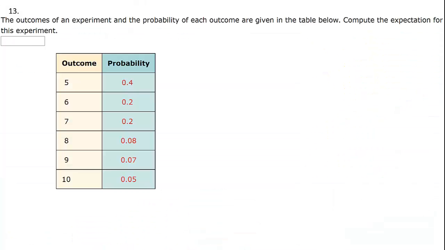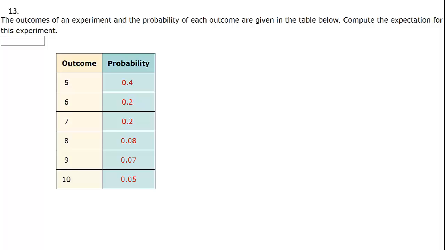Number 13. The outcomes of an experiment and the probability of each outcome are given in the table below. Compute the expectation for this experiment. This is the absolute simplest case of expectation, and you should hope to have a whole test full of problems like this. They gave you the outcome in a column in the table, and they gave you the probability of the outcome in another column.